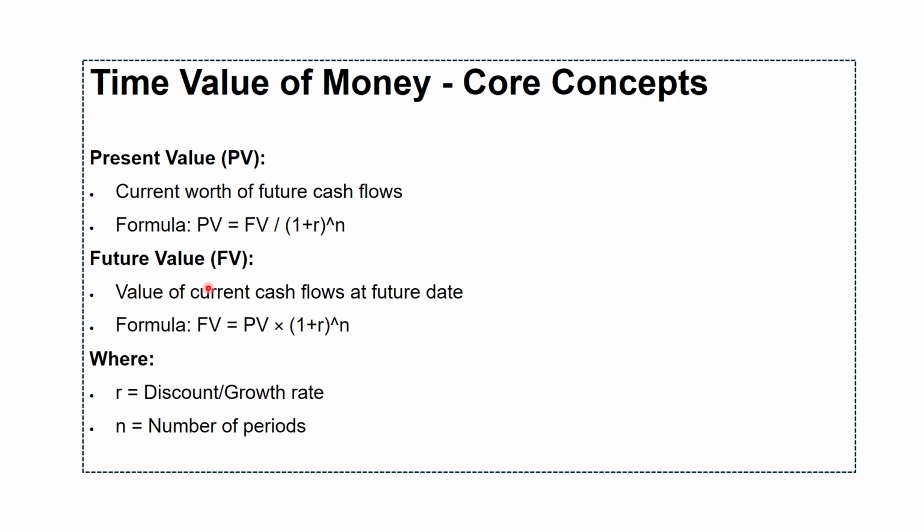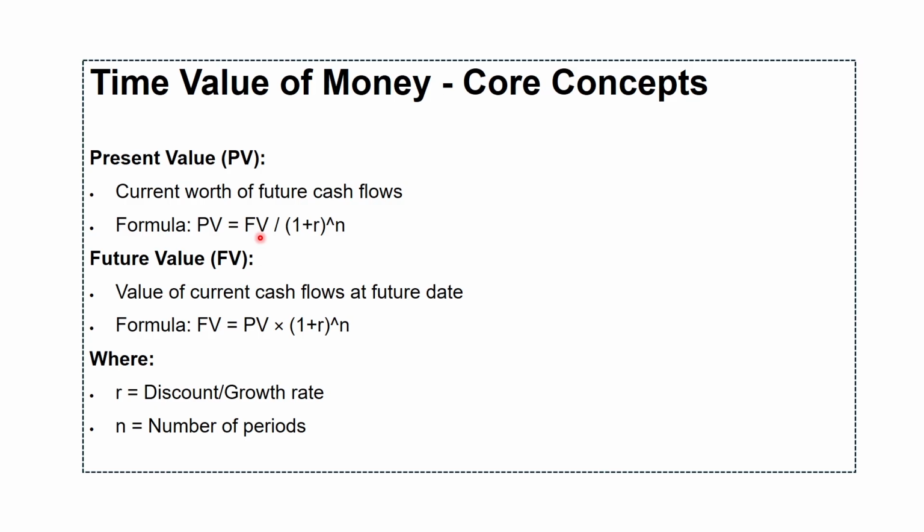Then we come to time value of money, core concept. We have briefly discussed this earlier. The core concept underlying DCF analysis is the time value of money, which states that money available today is worth more than the same amount in the future due to potential earning capacity. Present value represents the current worth of a future sum of money or stream of cash flows discounted at an appropriate rate. The formula is present value equals future value divided by 1 plus the discount rate raised to the power of number of periods.